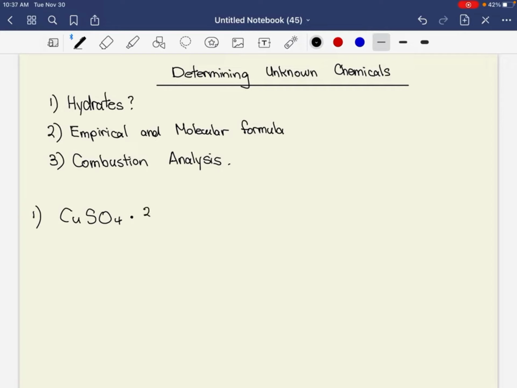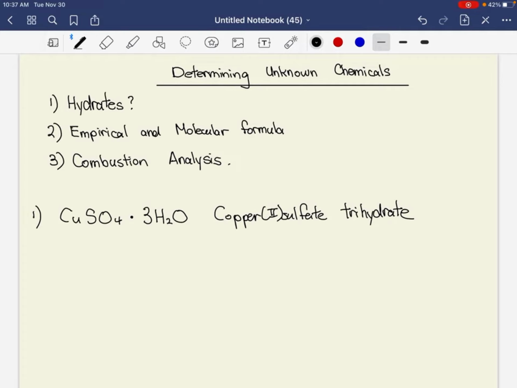dot 3H2O. This will be the hydrated form of copper 2 sulfate. And to name this, it is called copper 2 sulfate trihydrate. What that means is that you have copper 2 sulfate, and this is bonded to 3 water molecules.